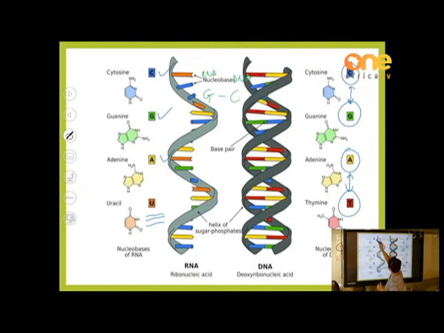The adenine of the RNA will link to the thymine of the DNA. The uracil on the RNA will link to the adenine. Right. The cytosine on the RNA will link to the guanine on the DNA. I hope you do understand that.